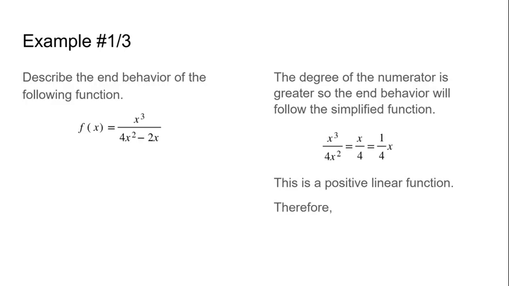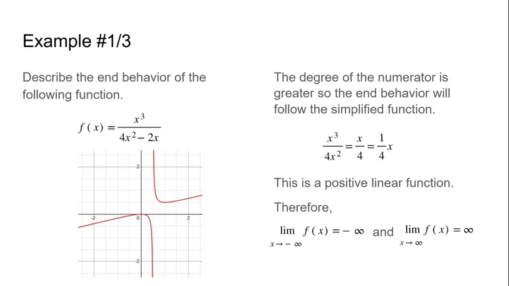Therefore, our rational function is going to follow that same behavior, decreasing as we go towards negative infinity and increasing as we go towards positive infinity. If we look at a graph, we do see that that is in fact the case.